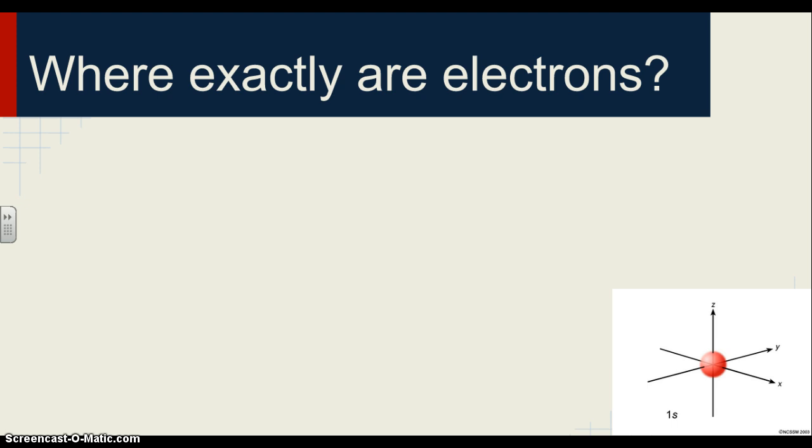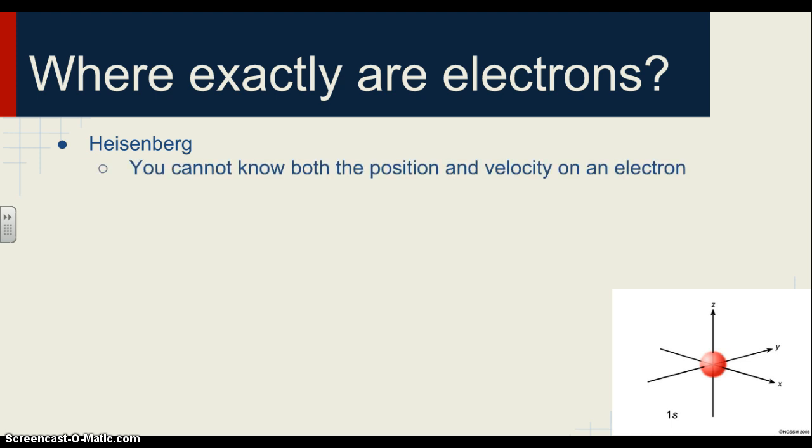So, where exactly are these electrons? Well, now it gets even more confusing. We've got a guy named Werner Heisenberg. Not the same Heisenberg from Breaking Bad. That guy's named after this guy. And Heisenberg was doing some work, and he figured out you cannot know both the position and the speed, the velocity of an electron. And in fact, this is true for any particle. The more you know about the electron's position, the less you know about where it's going. And the more you know about where it's going, the less you know about where it is.